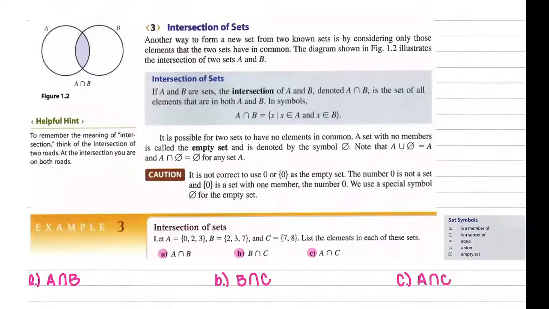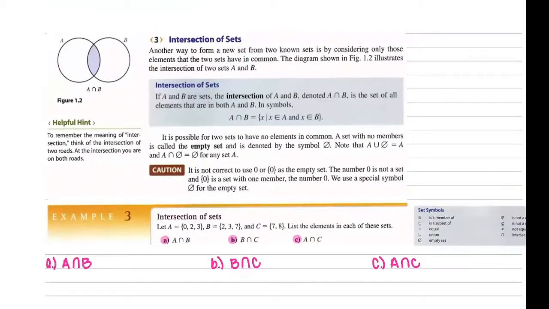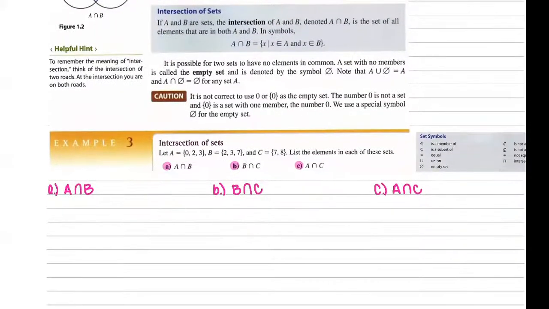For intersections, they mean the numbers that are the same in the two sets that are being compared. If there are no numbers that repeat themselves in both sets, then it's an empty set, which means we use that circle with a line through it. For example 3, it tells us to let A equal 0, 2, 3, B equals 2, 3, 7, and C is equal to 7, 8. List the elements in each of these sets.